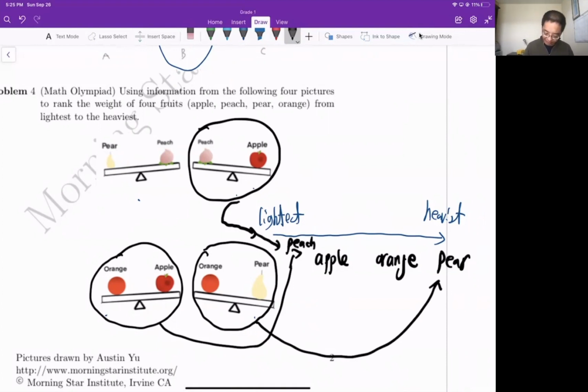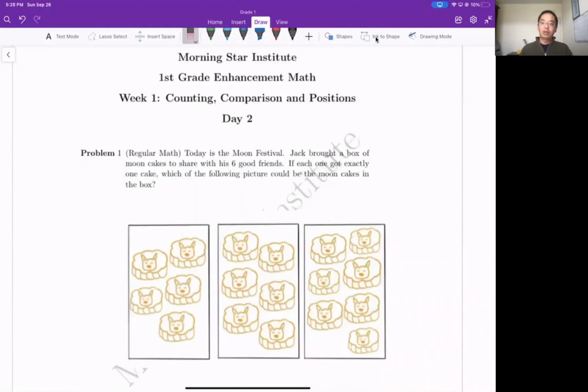Okay, so then we get the order. Peach is lighter than apple. Apple is lighter than orange, and orange is lighter than pear. So it's peach, apple, orange, pear. For the first one, we don't really need it because the other 3 pictures are enough to give us the correct ordering.